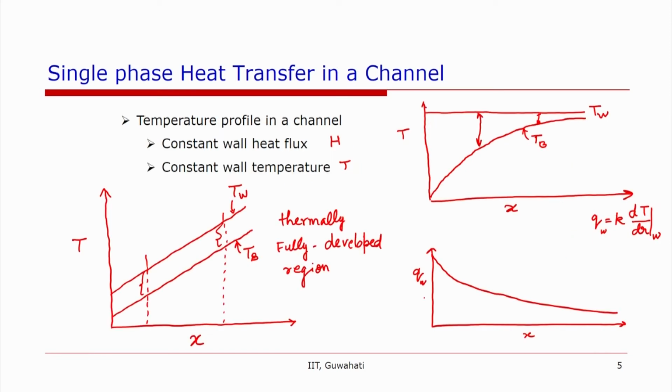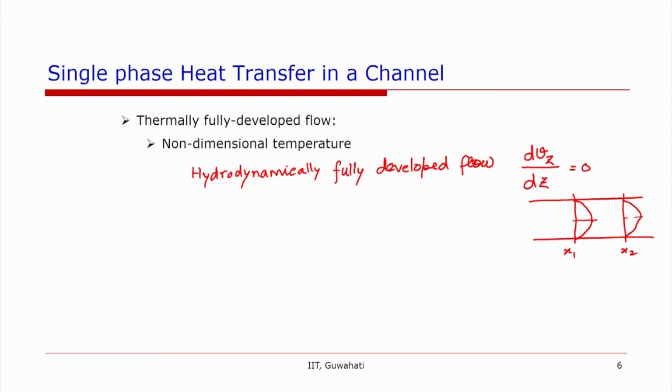Whereas, if we look at the temperature profiles here, that clearly tells us the temperature has to increase because it absorbs more and more heat. So, in analogy with the hydrodynamically fully developed flow, we cannot have dT over dz is equal to 0. That is not possible for thermally fully developed flow.